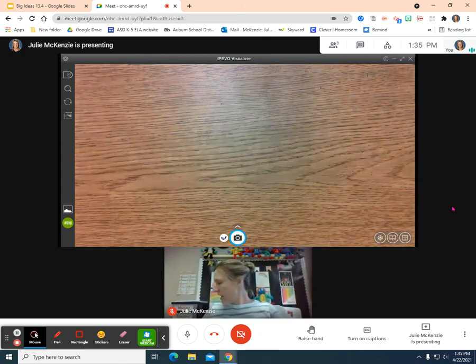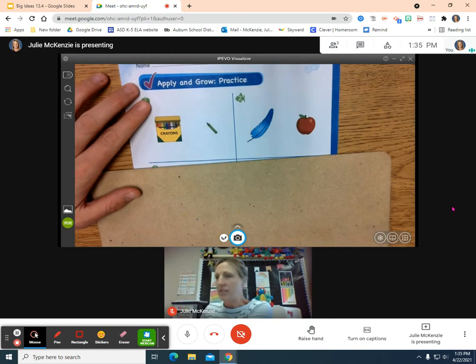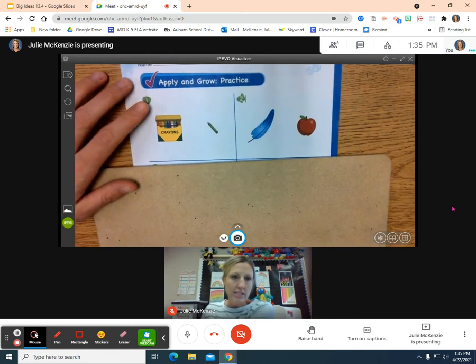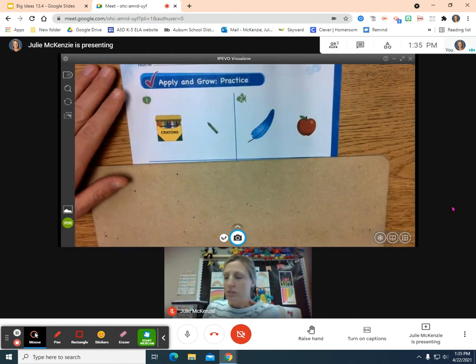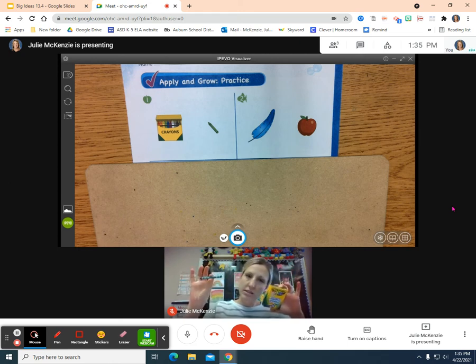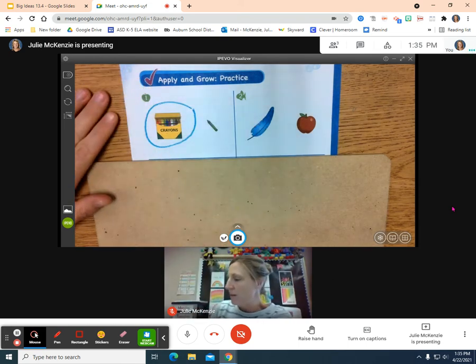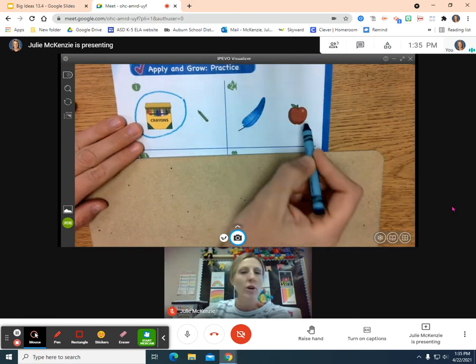All right, next page. I'm going to cover up some of these so that we can just focus on a couple at a time. This time I want you to circle the object that is heavier again. So what's heavier? A box of crayons or a crayon by itself? All these crayons are heavier in a box than the one crayon by itself. The whole box of crayons is heavier. What is heavier, a feather or an apple?